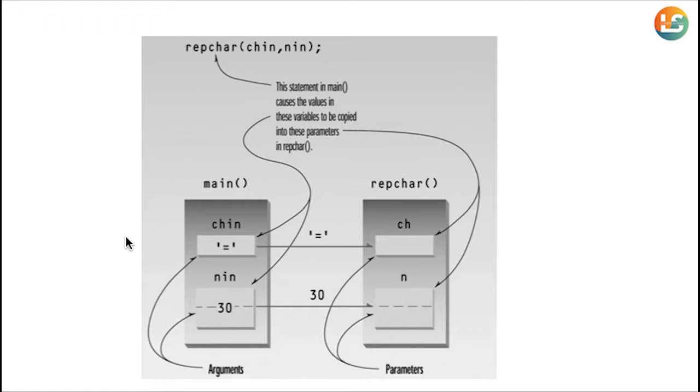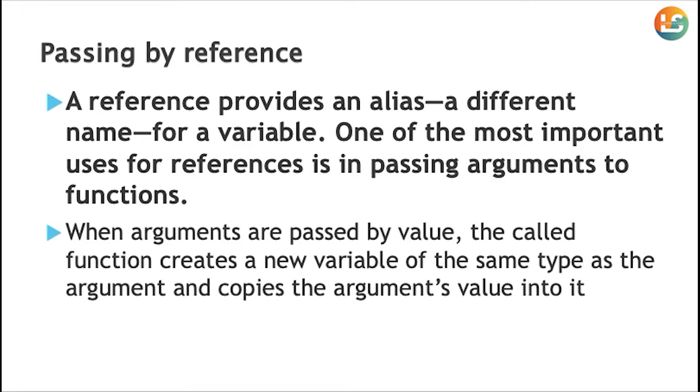A second method of sending data to a function is passing by reference. A reference provides an alias, a different name for a variable. One of the most important uses for references is in passing arguments to functions.